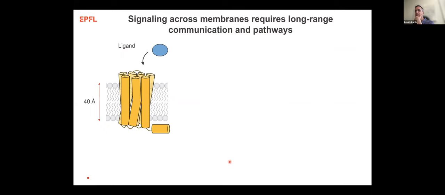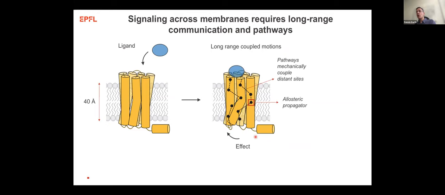Just to remind you a bit how it works in terms of allostery. When a ligand binds to one side of the membrane, it elicits a long-range conformational change, which eventually opens a binding site on the other side of the membrane and allows the recruitment of a particular downstream effector protein. This long-range conformational change is made possible by the fact that these two binding sites are mechanically coupled.